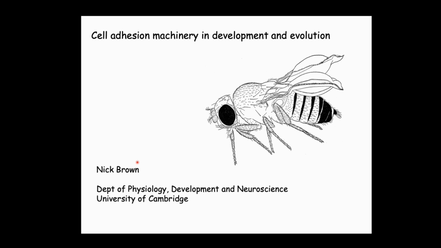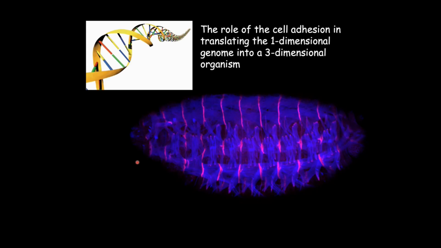So my interest has been in really solving this problem, which is, this is a picture of a Drosophila embryo. The blue stains the actin in the muscles, and the red is staining the integrin adhesion sites, which you'll hear a lot more about. But really, what's amazing is the pattern of muscles in the developing embryo.